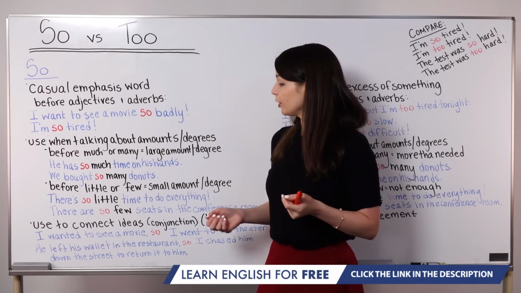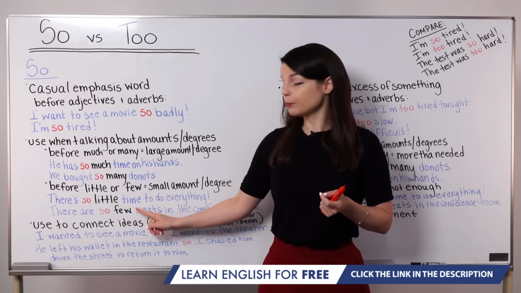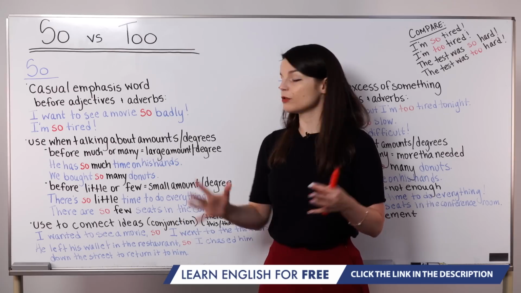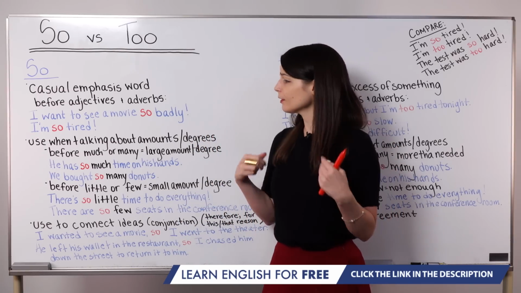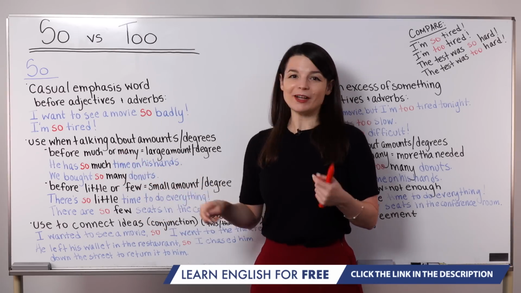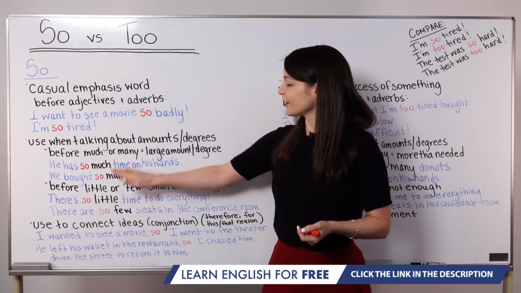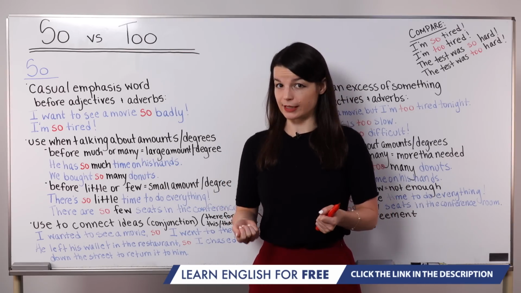So again, you'll notice we use little before our uncountable noun and few before our countable noun. So this refers to a small amount of something or a small degree of something. Of course, you could introduce a negative like not so much or not so many if you like to change it again, but these are some basic patterns that we can use to talk about amounts and degrees.